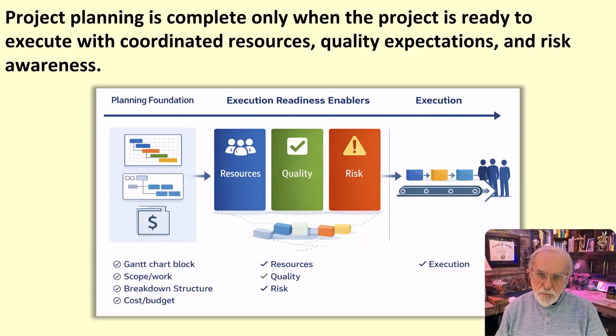Planning for delivery readiness. Project planning is complete only when the project is ready to execute with coordinated resources, quality expectations, and risk awareness. This week marks the transition into the final phase of planning. Up to this point, the focus has been on defining scope and structuring the work through schedule, cost, and procurement decisions. Those elements define what the project will do and how it's organized.